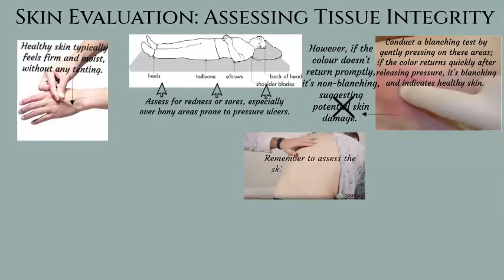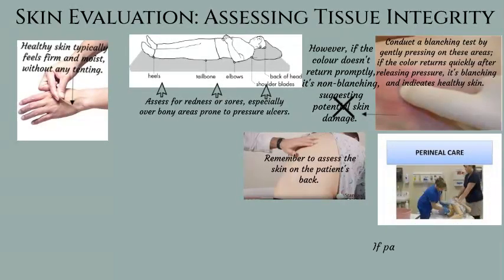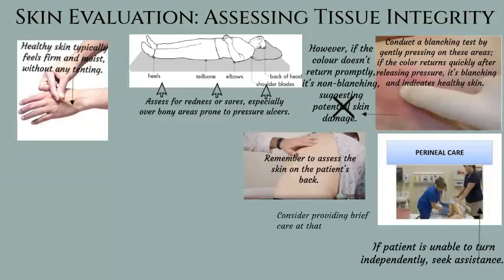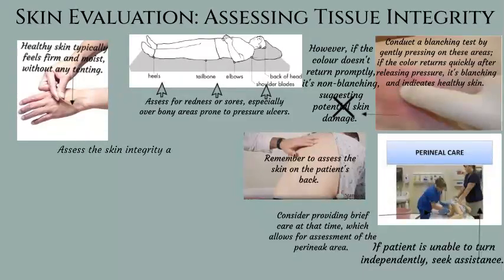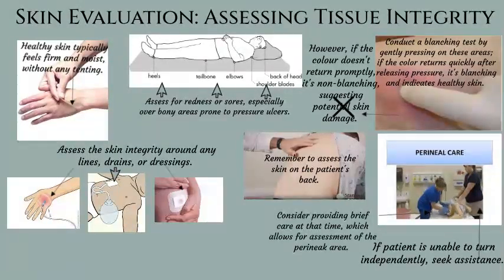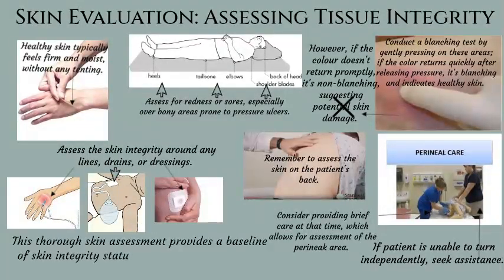Remember to assess the skin on the patient's back, and if they're unable to turn independently, seek assistance. Consider providing perineal or brief care at that time, which allows for assessment of the peri area as well. Lastly, assess the skin integrity around any lines, drains, or dressings. This thorough skin assessment provides a baseline of skin integrity status at the beginning of your shift.